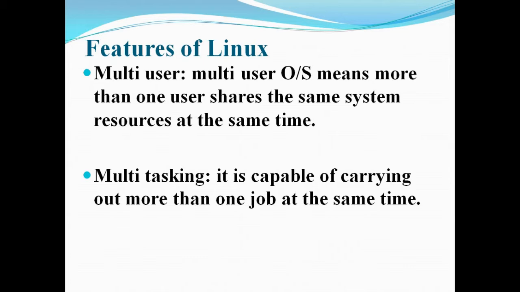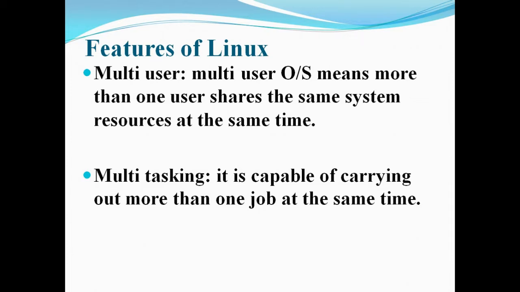Next, the features of the Linux operating system. One of the features is multi-user. The Linux operating system is a multi-user operating system. Multi-user means more than one user can use it at the same time, that is, the system resources can be shared by multiple users. System resources like hard disk resources, CD resources, printer resources, pen drive resources, or other software resources available in the Linux server can be shared by the multiple users who are interacting with the Linux server.